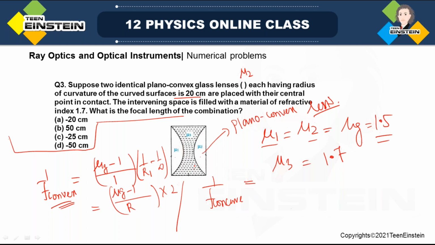So in this concave part, you have two surfaces. There is no plane surface. So two surfaces, you have to write all the way. So see, in this case, you have to do one thing.